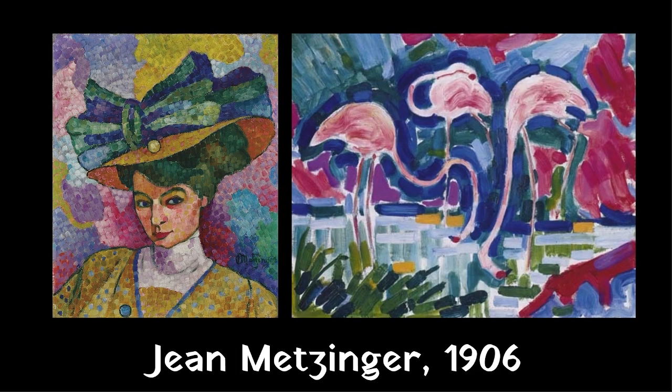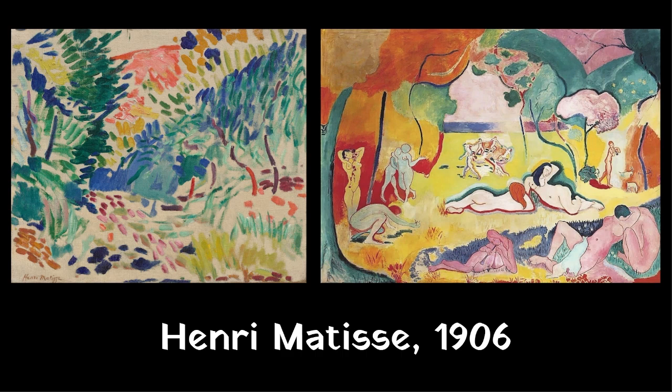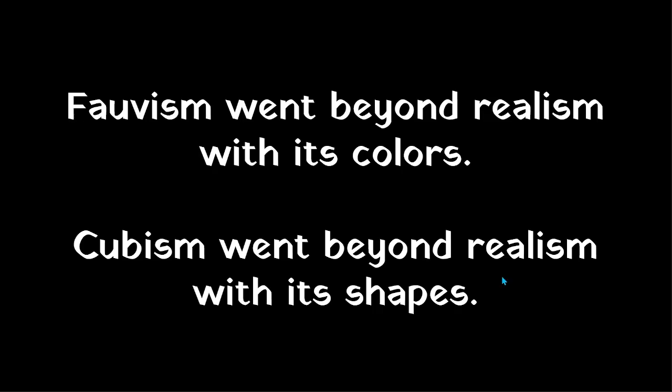Here's Jean Metzinger, and these flamingos have huge brush strokes around them, but it doesn't really matter because it captures the feeling of these windy necks that the flamingos have. And the colors are so vibrant. So Henri Matisse is the most famous of these Fauvist painters. And if we continue from here, Fauvism went beyond realism with its colors.